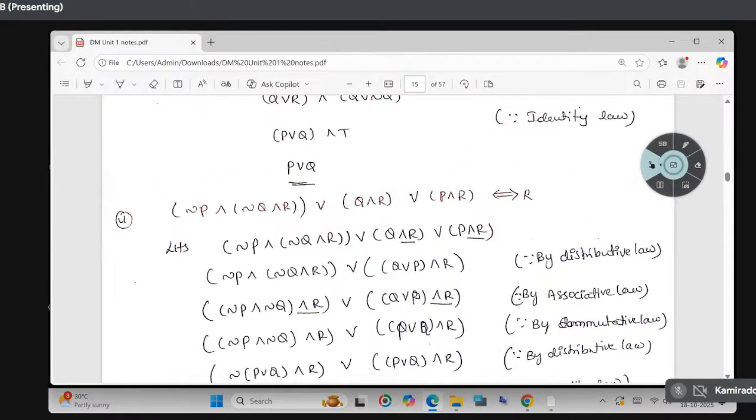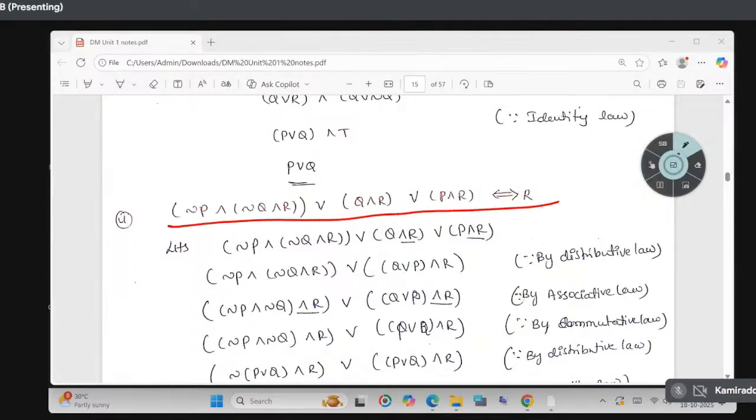Visible? Why is it visible? Just check with your values. This is my question: negation P and negation Q and R, or Q and R, or P and R implies R. That is my question. Okay, the final answer is this one.